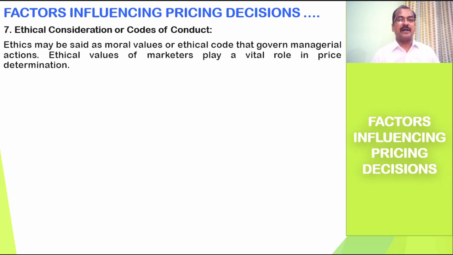The seventh point of consideration here is ethical consideration or codes of conduct. Ethics may be said as moral values or ethical code that govern managerial actions. Ethical values of marketers or the price setters in an organization play a vital role in price determination. If a company wants to fulfill its social obligations and when it believes to work within limits of ethics prescribed, it always charges a reasonable price for its products. Moral values restrict the managerial behavior.